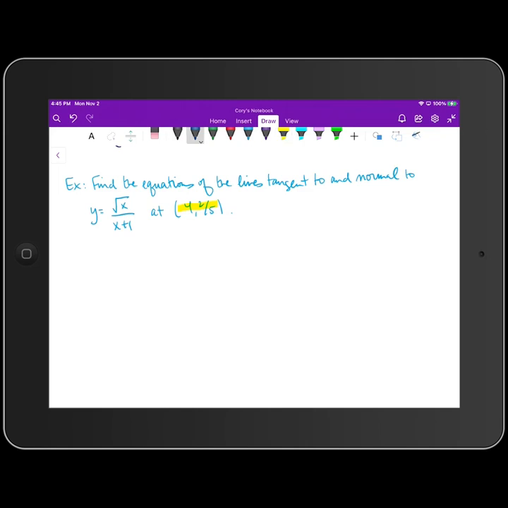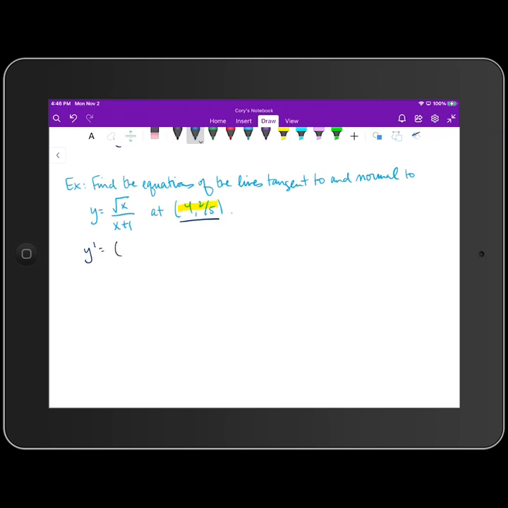Okay, so we want to go ahead and the point that we're given here, that is our point of tangency. So if we want to find the equation of the tangent line, we need to find the slope of the tangent line, which means we need to find the derivative of our function. All right, so our derivative, y prime, I'm going to use quotient rule for.